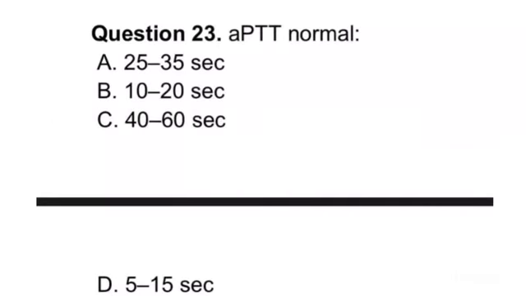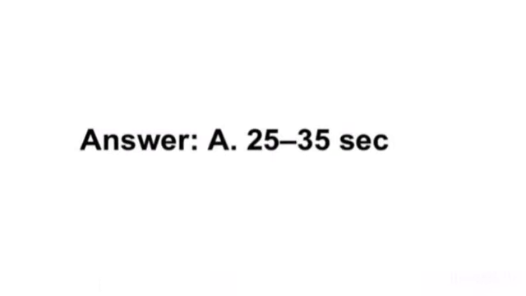Question 23. APTT normal. A, 25 to 35 seconds. B, 10 to 20 seconds. C, 40 to 60 seconds. D, 5 to 15 seconds. Answer A, 25 to 35 seconds.